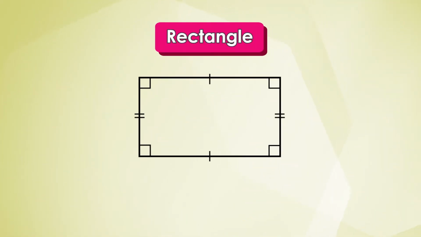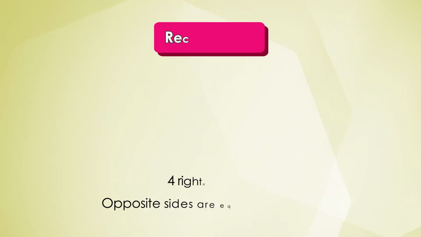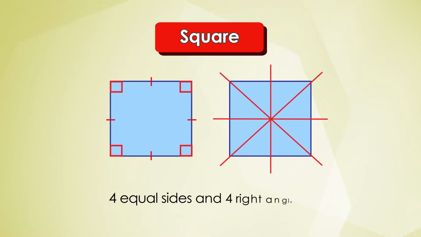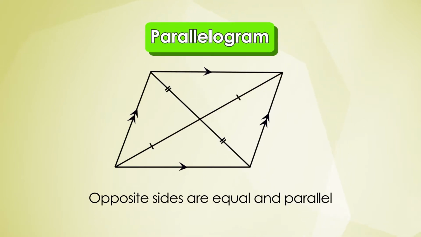First, a rectangle, which has 4 right angles. Opposite sides are equal and parallel. Let's look at the second shape. This is a square. A square has 4 equal sides and 4 right angles. Let's look at the next shape. This is a parallelogram, which has opposite sides that are equal and parallel.